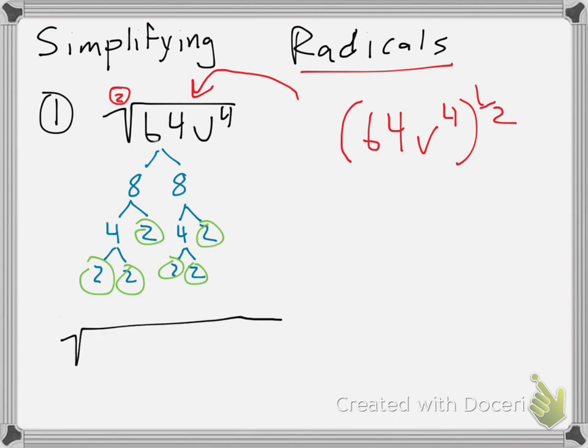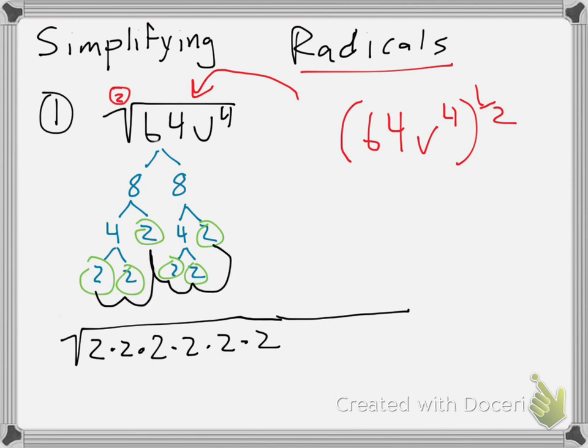Now we're going to put 6 2's: 2 times 2 times 2 times 2 times 2 times 2. There are 6 of them because there are 6 of them here: 1, 2, 3, 4, 5, 6. And we have v to the fourth power. I know that v looks kind of bad, sorry, but that's a v to the fourth power. We're going to add those 4 v's as well: 1, 2, 3, 4.